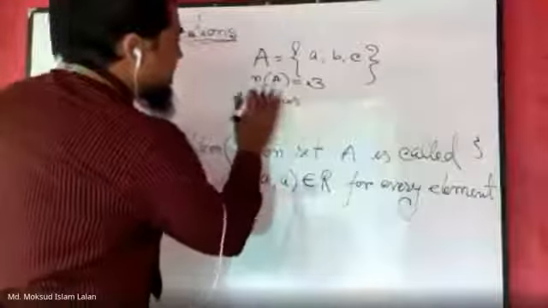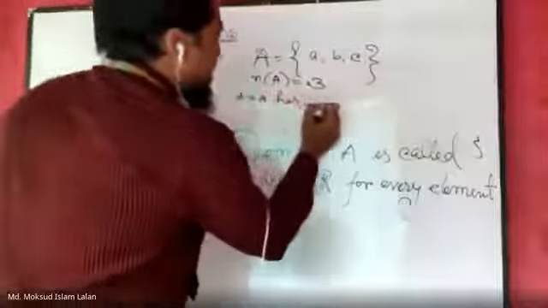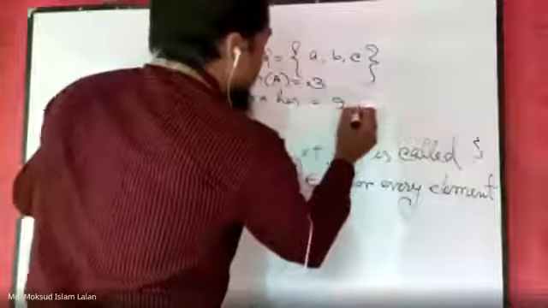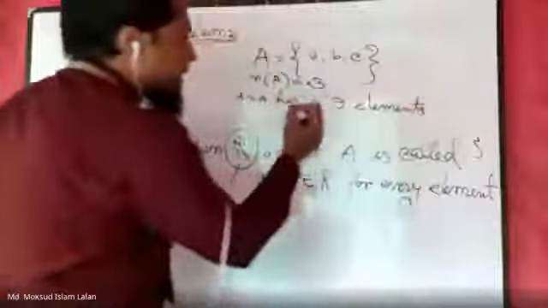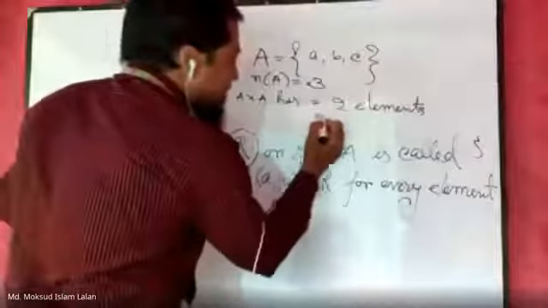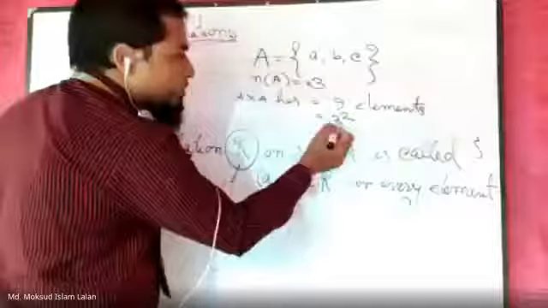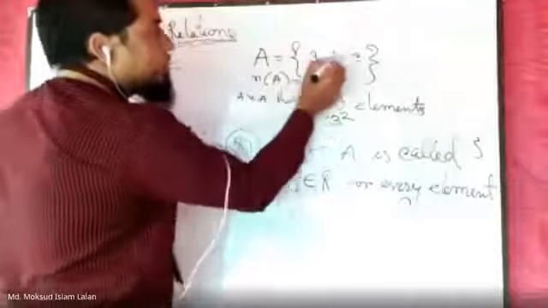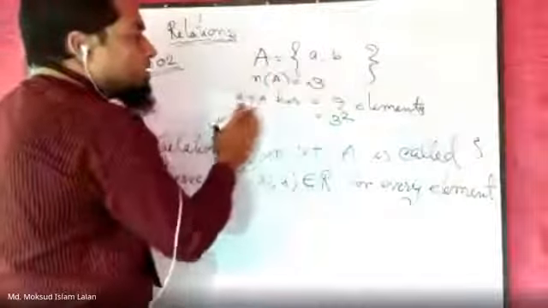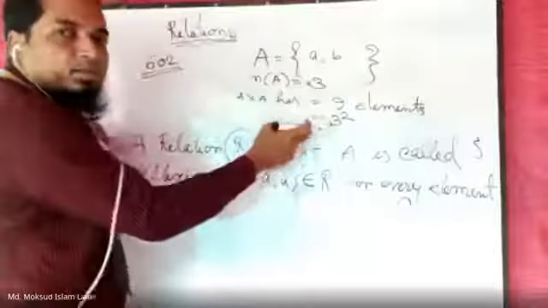A cross A has 9 elements. So can I write this 9 as 3 squared? Yes, sir. So what does this 3 mean? If I say a, b, c are the elements, how many elements will there be in A cross A?